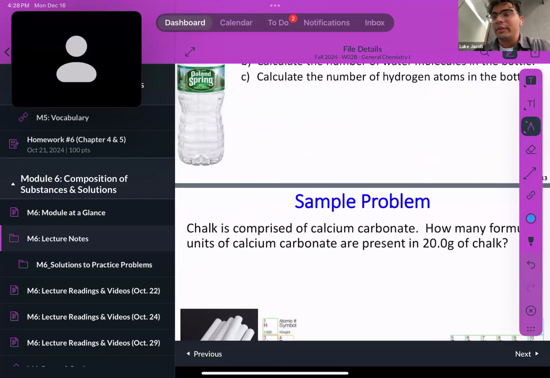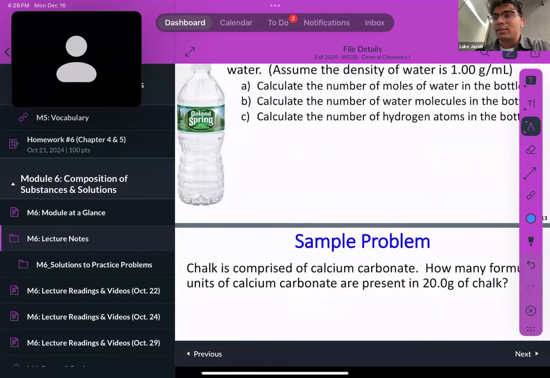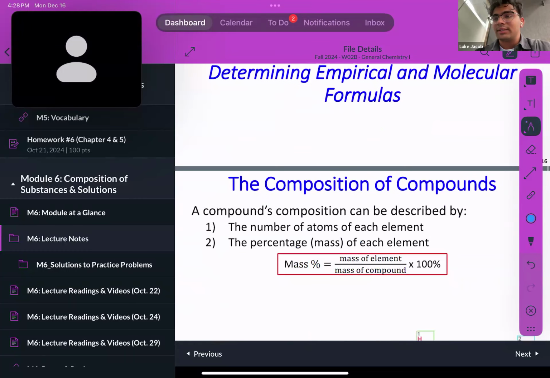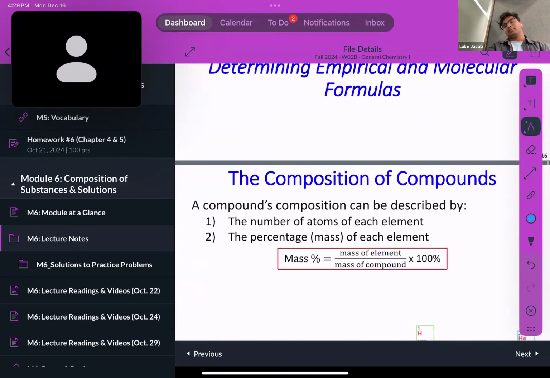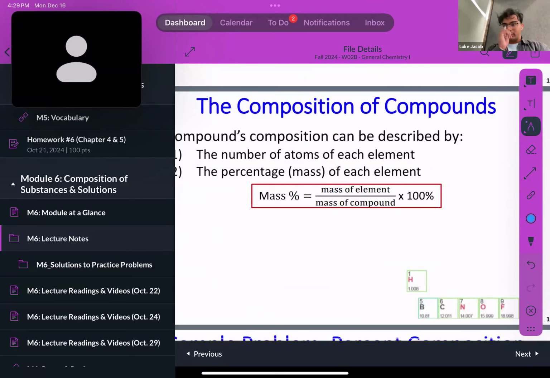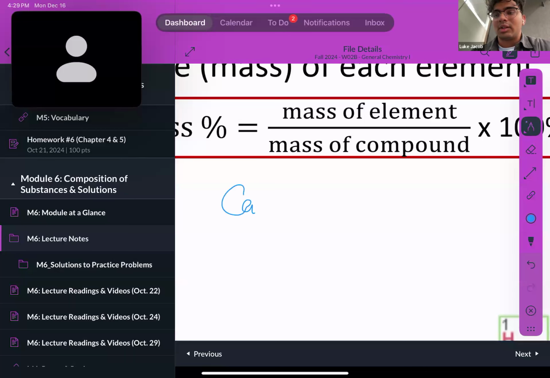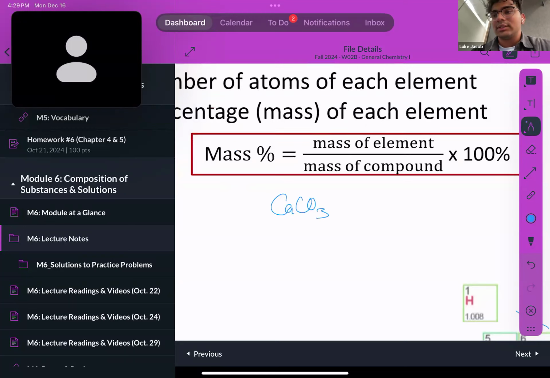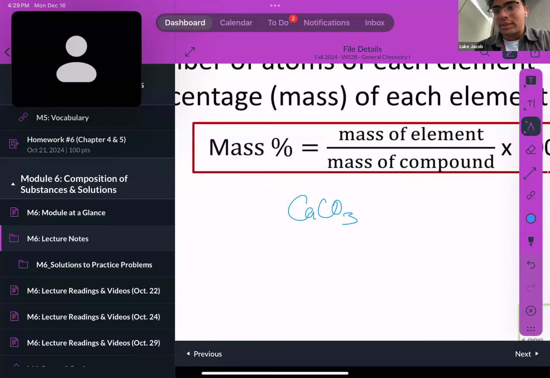All right. Do you guys want me to go over any of these sample problems? Enough time? Okay. So determining empirical formula and molecular formulas, right? This is a pretty important thing because mass of element over mass of compound equals mass percent, right? So something like calcium carbonate, right? If you find the mass of element, this can depend on whatever.